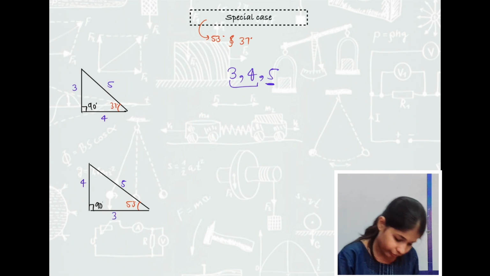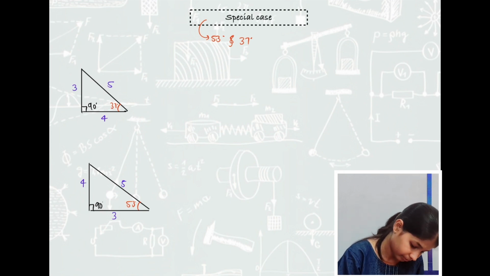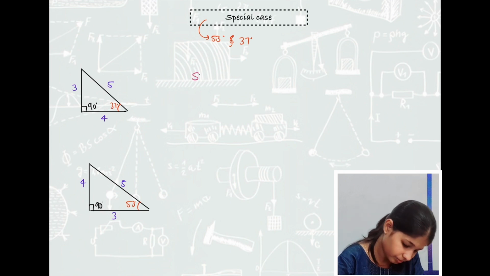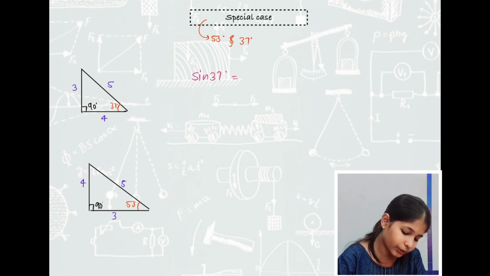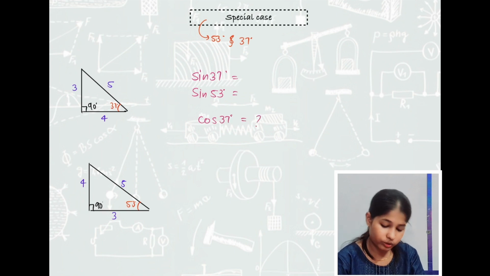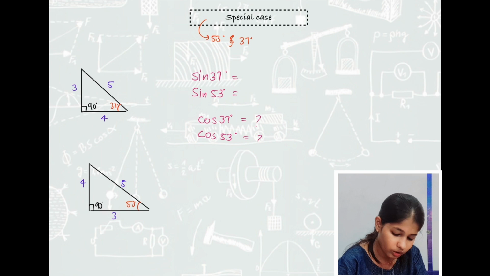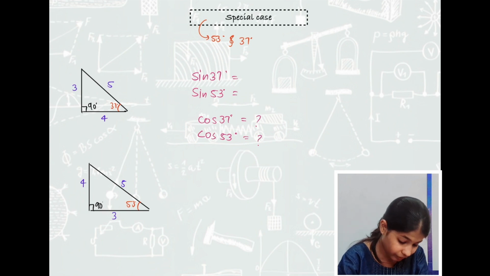And from this you can simply take out the values: sin 37 degree is equal to what? Sin 53 degree is equal to what? And one answer is for you, that sin 37 degree you have to take out. Cos 53 degree is also for homework. But let's solve some of the questions.